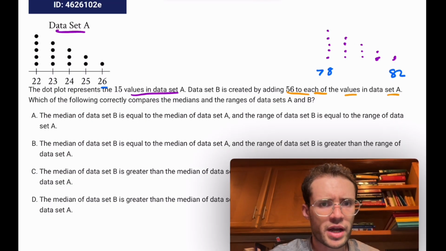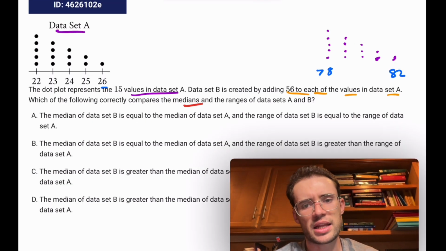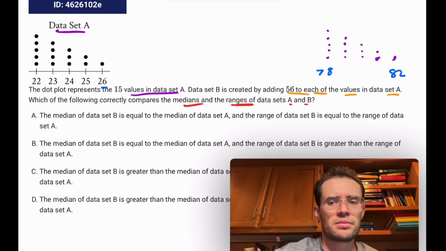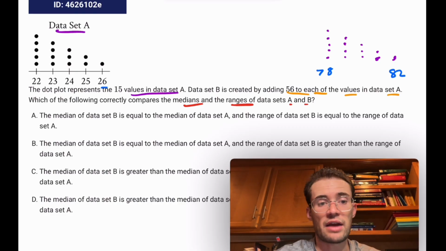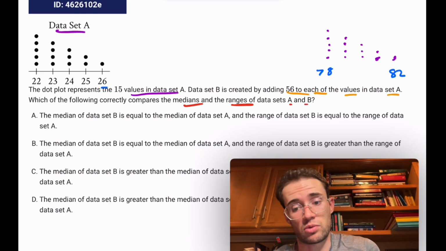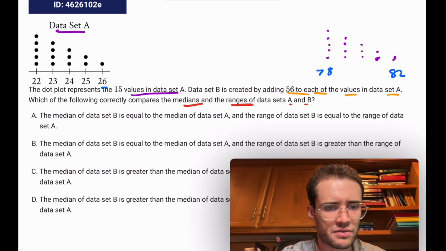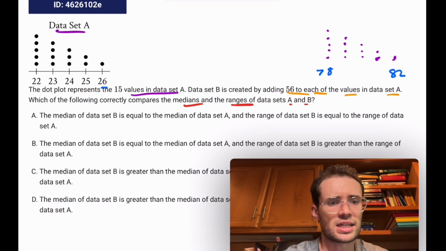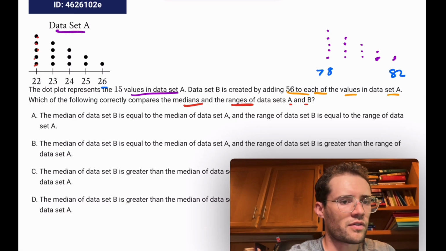Which of the following correctly compares the medians and the ranges of the data set A and B? Before we look at it, the median just went up by 56, right? Every single value went up by 56, so the mean also went up by 56. With 15 values, the middle value is going to be the 8th term, because there are 7 less than it and 7 greater than it. So 1, 2, 3, 4, 5, 6, 7, 8.